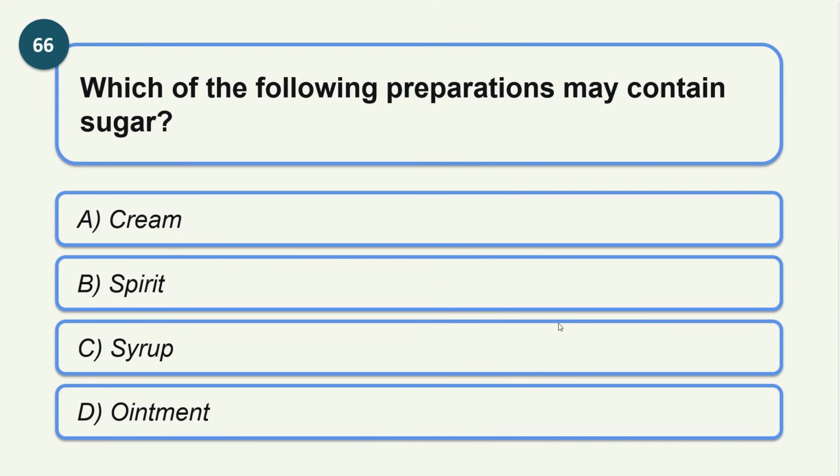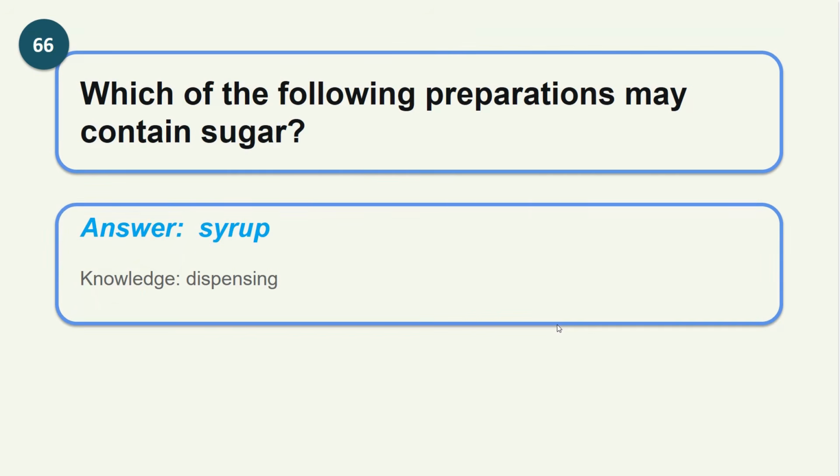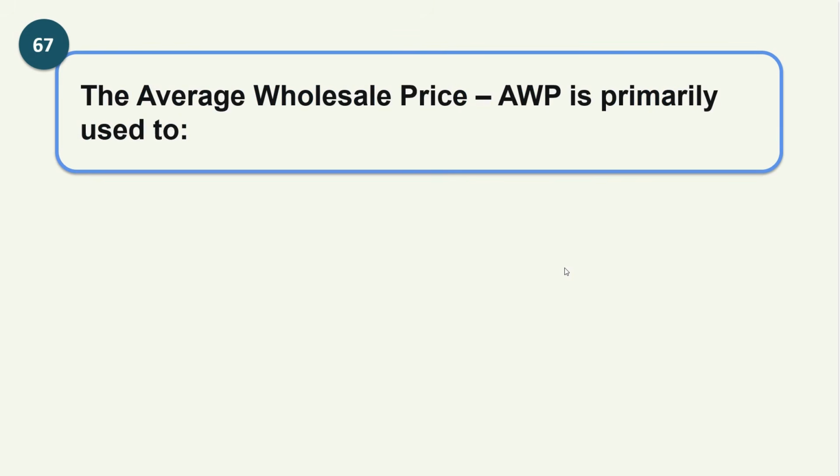Next, which of the following preparations may contain sugar? A, cream, B, spirits, C, syrup, and D, ointment. The best answer is syrup. Syrups are made with sugar and water, so they are known to contain sugar. Even though other preparations may contain sugar, primarily syrups are sugar containing products.